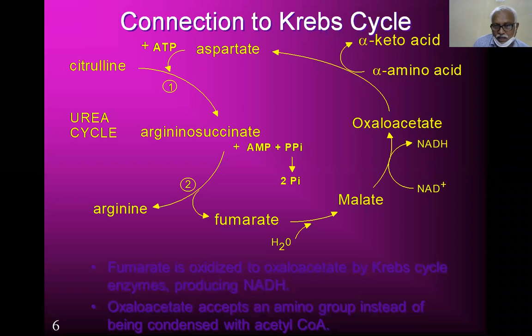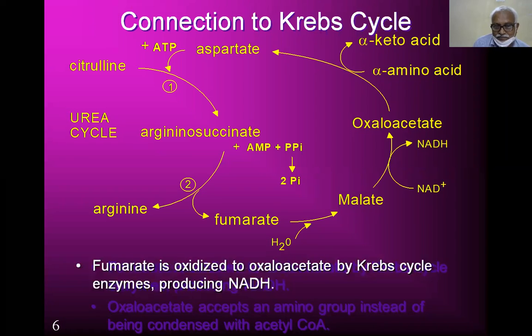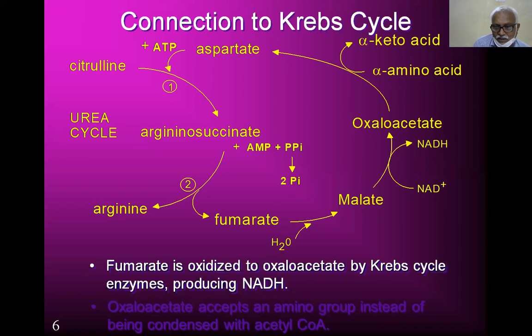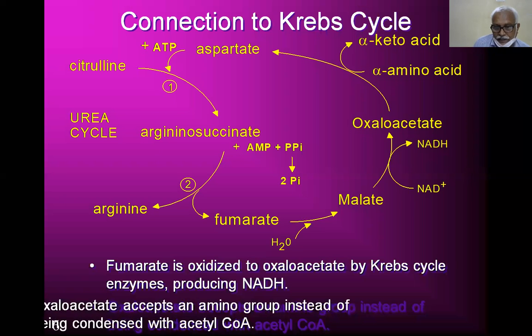Fumarate is oxidized to oxaloacetate by Krebs cycle enzymes, producing NADH. Oxaloacetate accepts an amino group instead of being condensed with acetyl CoA. This is the most important thing you have to remember in viva. Fumarate is oxidized to oxaloacetate by Krebs cycle enzymes producing NADH. Oxaloacetate accepts an amino group instead of being condensed with acetyl CoA.